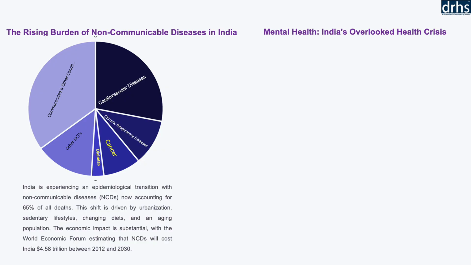Compounding this NCD crisis is India's severe and often overlooked mental health epidemic. An estimated 197 million Indians live with mental disorders, ranging from depression and anxiety to substance use disorders. Despite the scale of this crisis, it remains deeply stigmatized and critically underfunded. A massive treatment gap of 83% means the vast majority of those affected receive no professional help whatsoever.